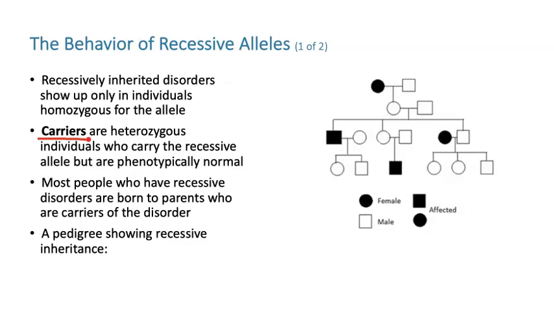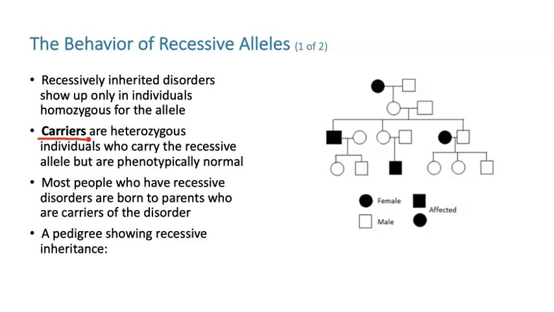We use the word carriers to describe people who are heterozygous. That means they carry or have the recessive allele, but they don't show it in their phenotype. They show as typically normal. Most people who have recessive disorders are born to parents who are carriers of the disorder. Unless there's some weird mutation that happens during development, most of those parents are going to be heterozygous.